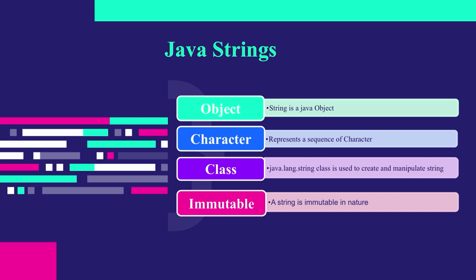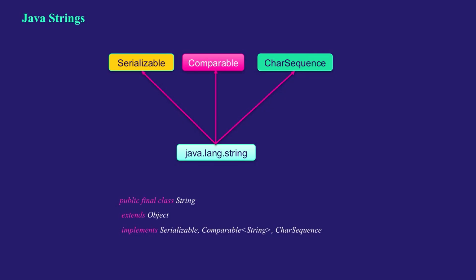If we are talking about Java strings, we can process our textual data very easily. java.lang.String is a class in Java. This class implements a few interfaces like Serializable, Comparable and CharSequence. The String class is a final class which cannot be inherited. Every class in Java is a child of Object, whether you create it or it is a built-in class. So it implements Serializable, Comparable and CharSequence.